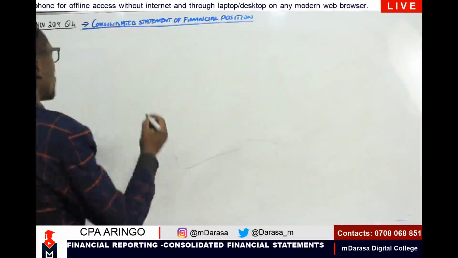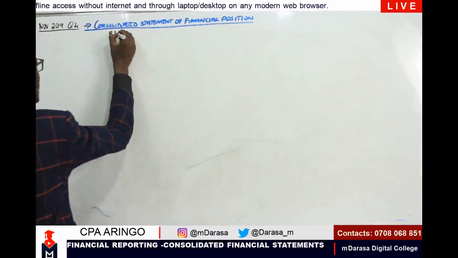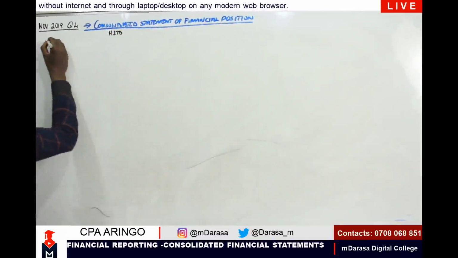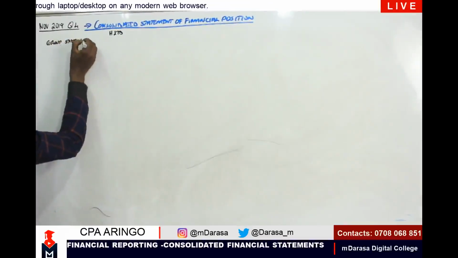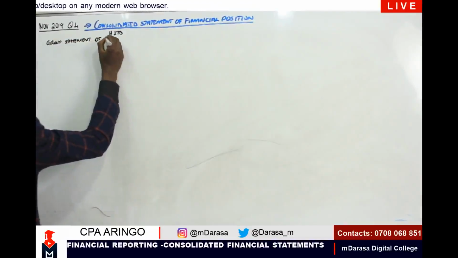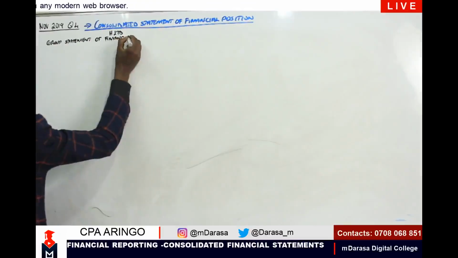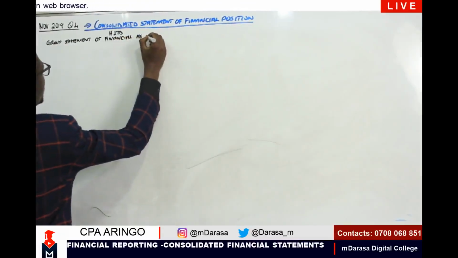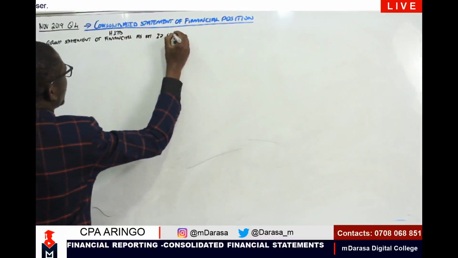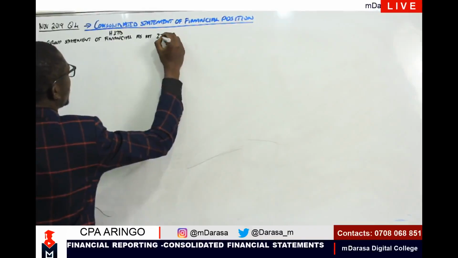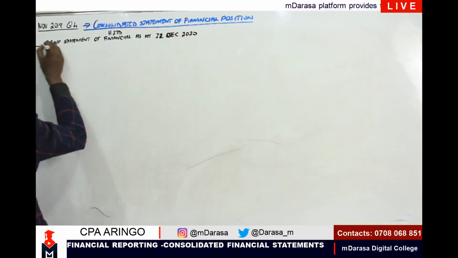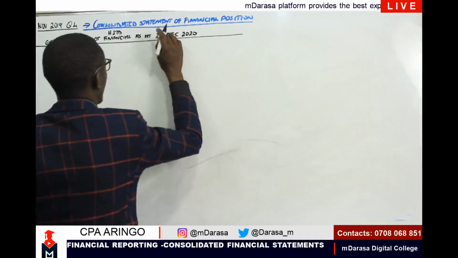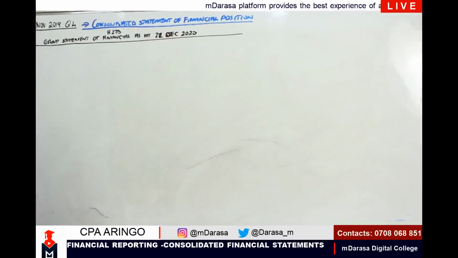So look at our format, assuming you're talking about H Limited, group statement of financial position as at 31st December 2020. Looking at the format, this is how we are supposed to prepare our statement of financial position.